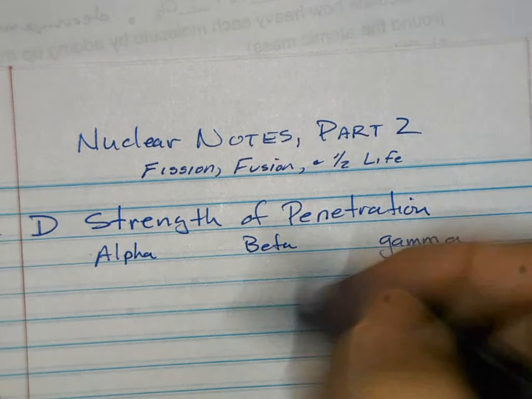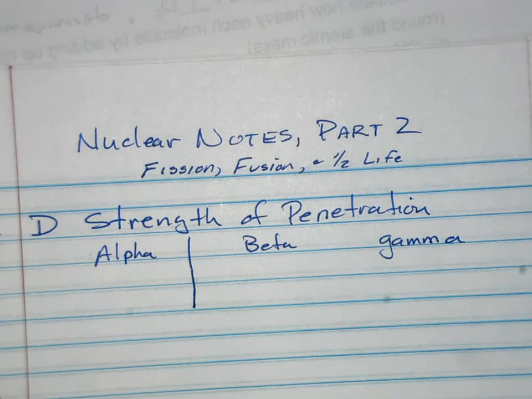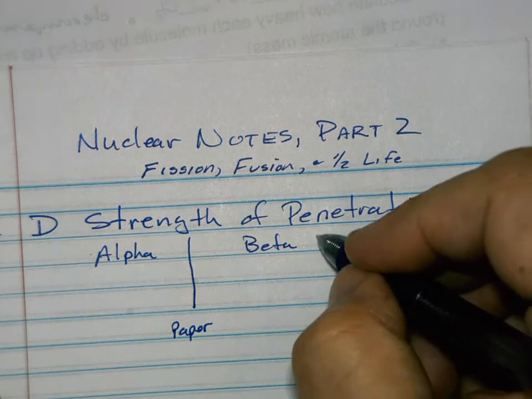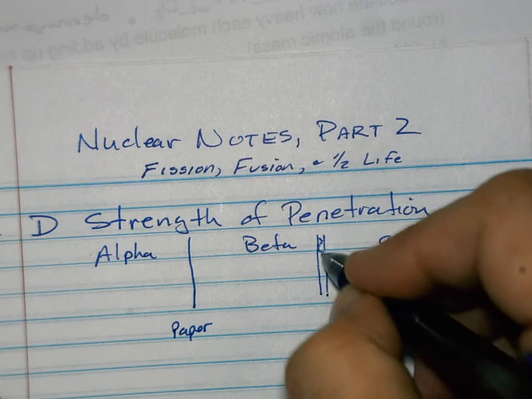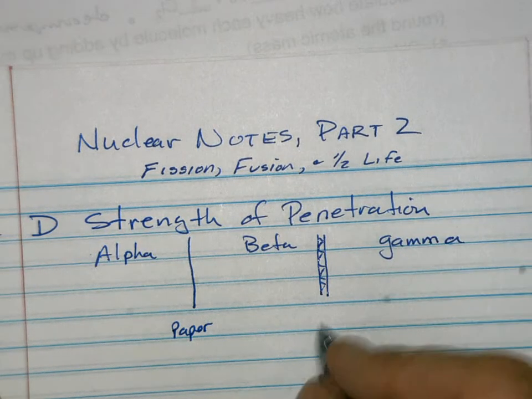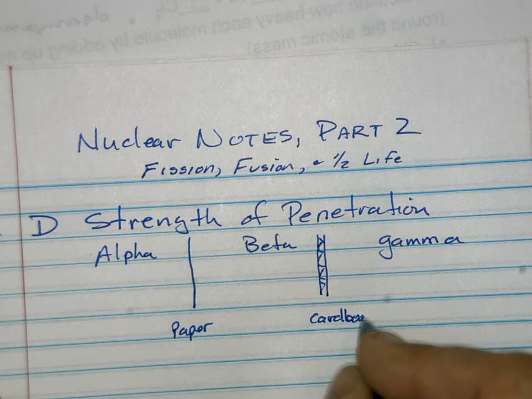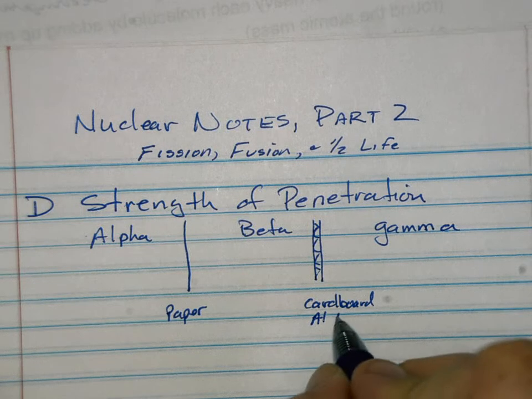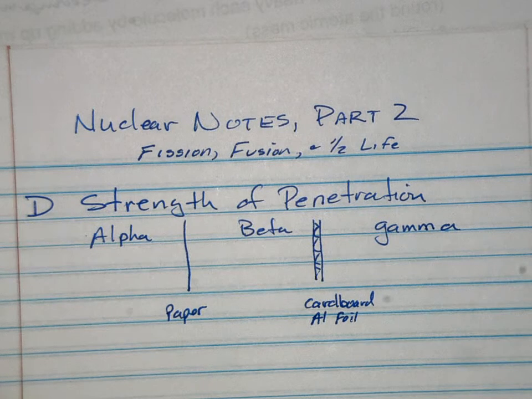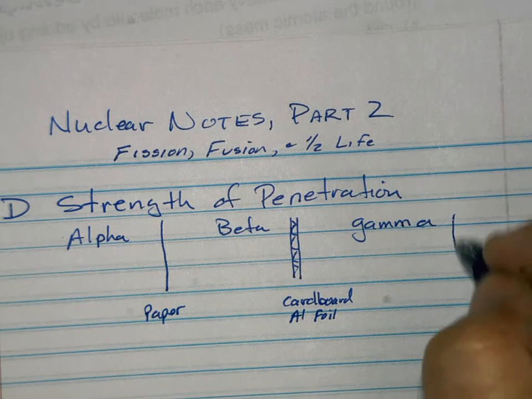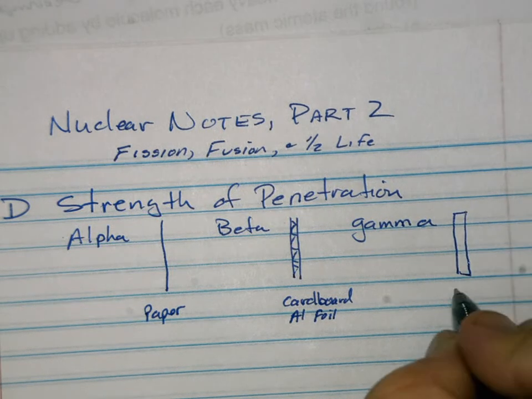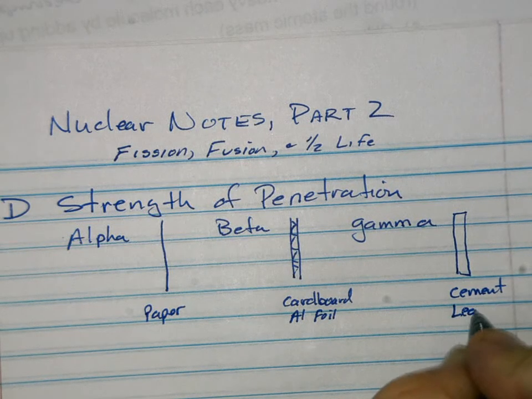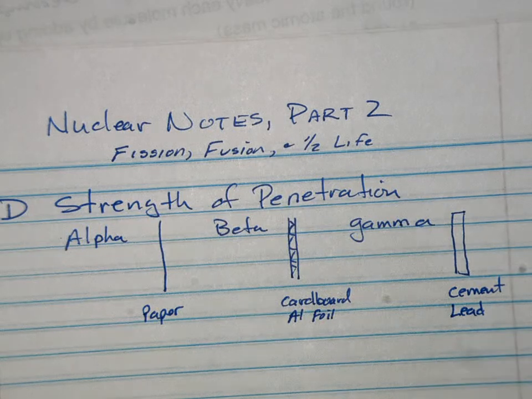And we're going to draw a little barricade separating these. So we'll say that's a piece of paper. And then we'll say this here is a piece of, well, like cardboard. We'll do little corrugations in there, but something like that. Cardboard. Or it could even be maybe a piece of aluminum foil, just a really thin piece of material. And then at the end, we're going to draw a piece of cement, or perhaps it's lead shielding, some piece of lead.